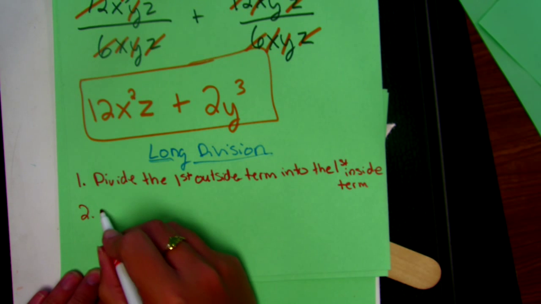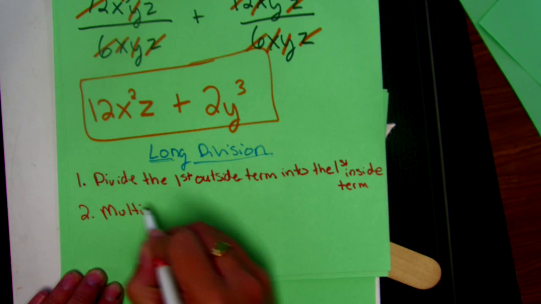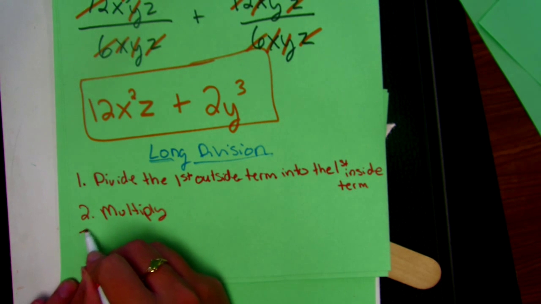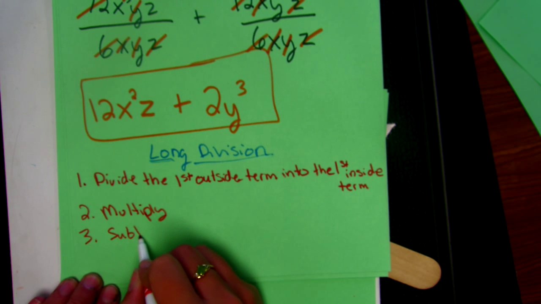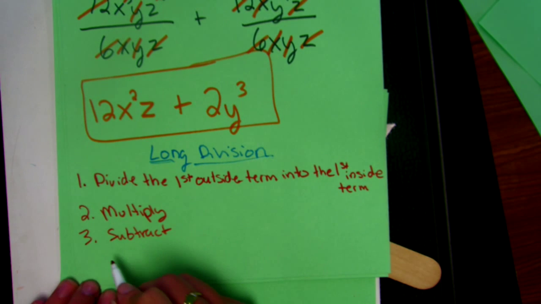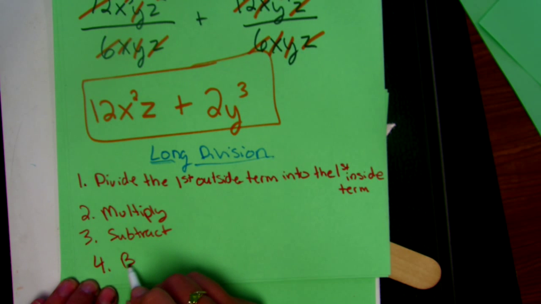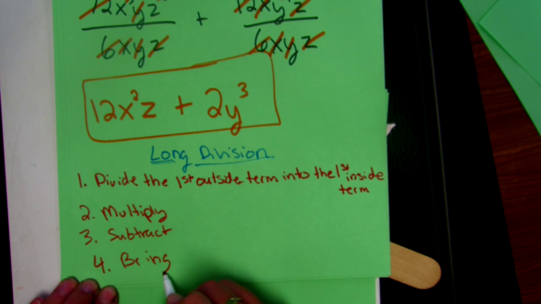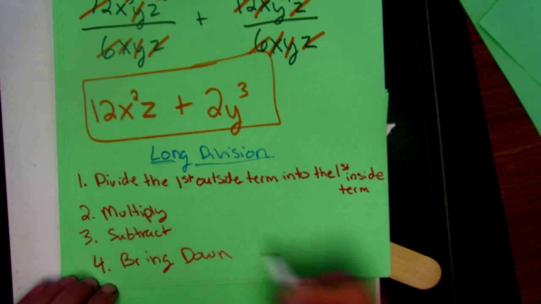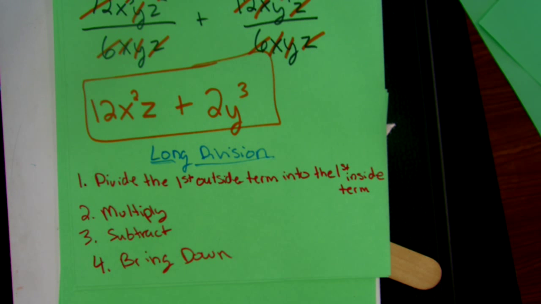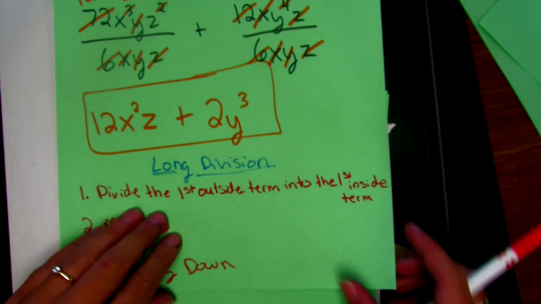Step two, you multiply. Step three, you subtract. And step four, you bring down. So just like the long division you learned in elementary. Let's try an example.